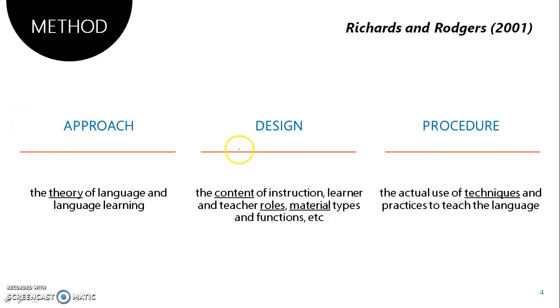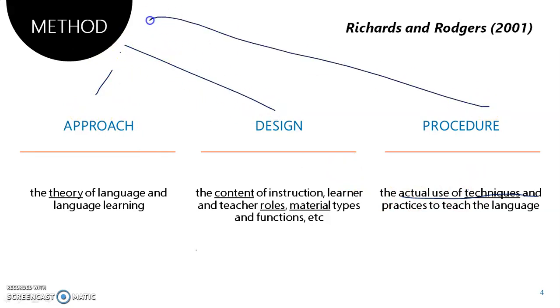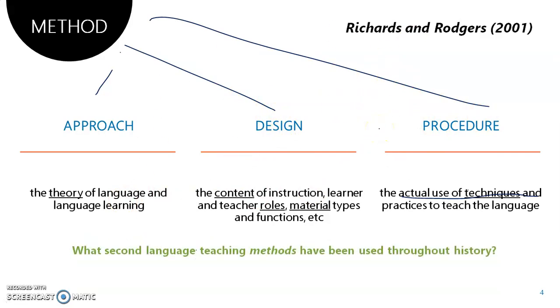Finally, we have the procedure, which is the actual use of techniques, the steps in which the teacher presents the second language objective or lesson. Therefore, a method includes the approach, the design, and the procedure. And what we will be discussing in our lesson this week and the one after are the methods of teaching a second language. So, what second language teaching methods have been used throughout history?